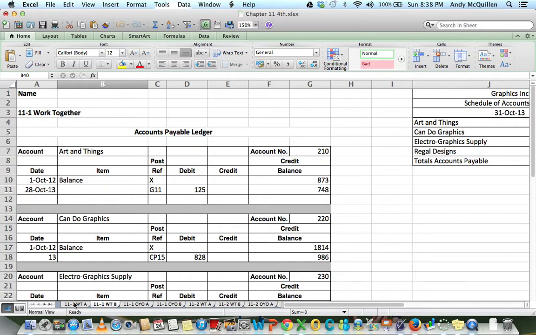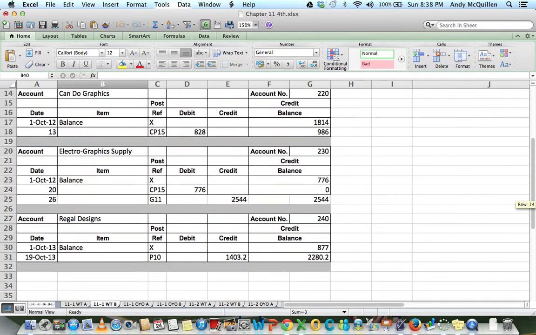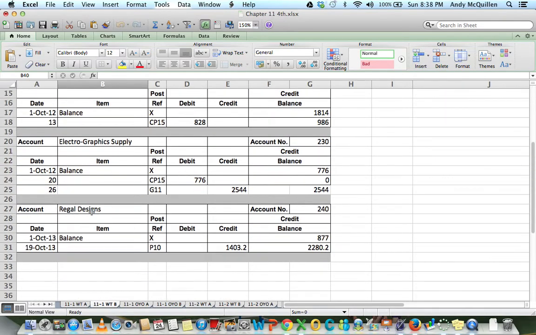It says start a new page, accounts payable ledger for Regal Designs. So we're going to go to the bottom of this and we're going to put in Regal Designs, account number 240. They also give us the balance on October 1st. And remember, we do put an X in post reference of 877.